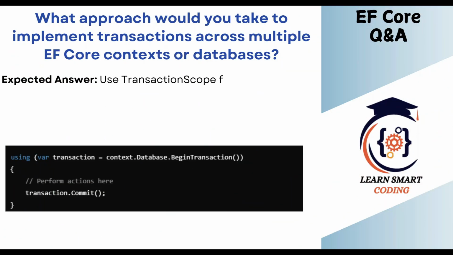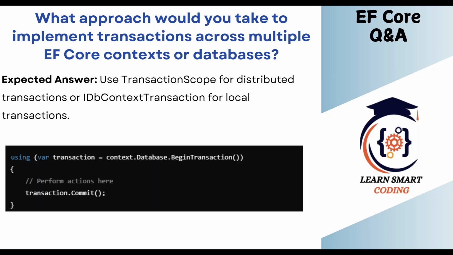What approach would you take to implement a transaction across multiple EF Core contexts or databases? Great. A transaction is nothing but you're doing certain operations that have to either succeed or fail. That's called a transaction. Say you start buying something, you're initiating your transaction, and the payment gateway throws an error. These days they will tell you the money was debited but they will refund you, but that doesn't make you feel happy. So basically either it should go through or it should not go through.